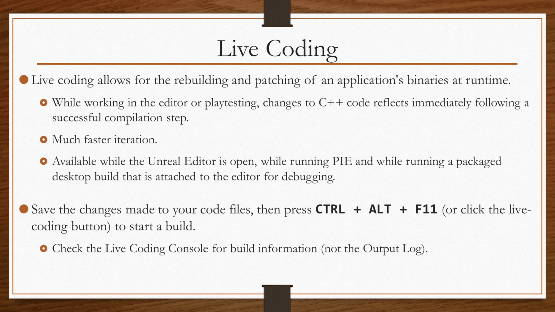Now we are really concerned with this live coding feature as it relates to working in the editor and also when playing in the editor. So that is what we will focus on. We can press Ctrl Alt F11 to start a build. Then we can check the live coding console for build information, not the output log, which will typically log things such as LogTemp and so forth. We want to check the live coding console for that, and I'll show you that here in this lecture.